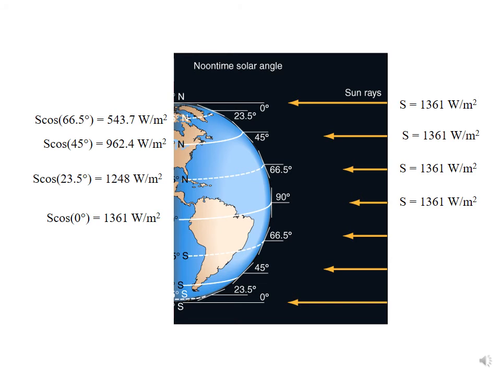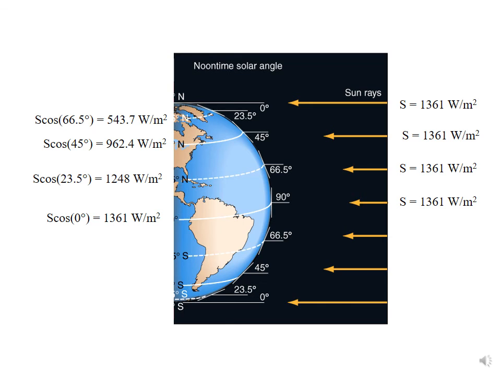In reality, you will not receive that much at the Earth's surface because the atmosphere both scatters and absorbs some of that radiation, but we'll just ignore the presence of the atmosphere right now. As you move to the Tropic of Cancer, that's 23.5 degrees north, you'd use the cosine of 23.5 degrees, multiply that by our solar constant, and the maximum theoretical amount of energy received would be 1,248 watts per meter squared.